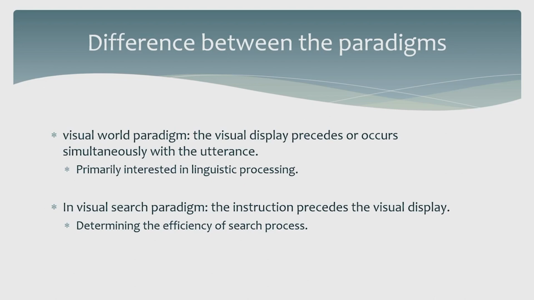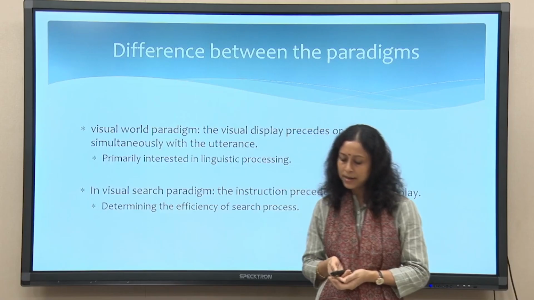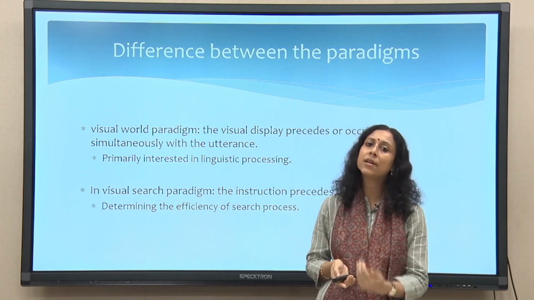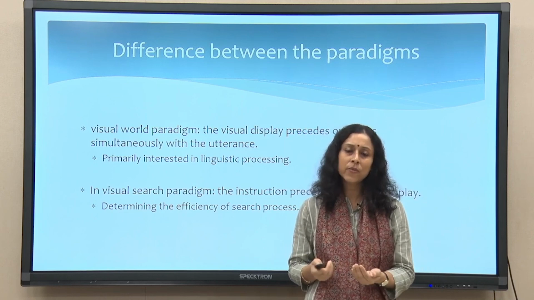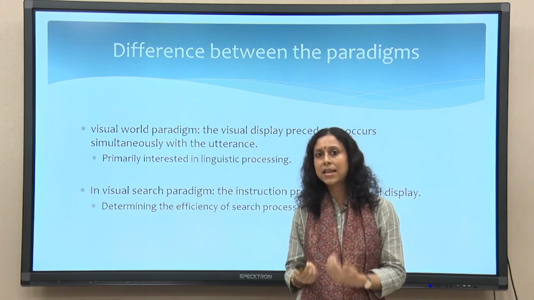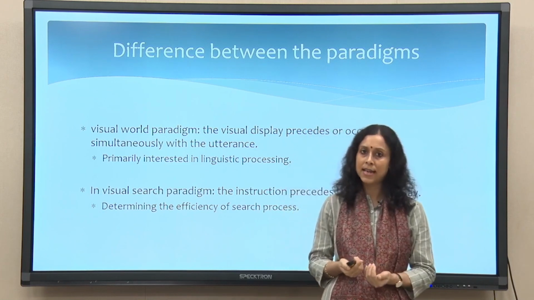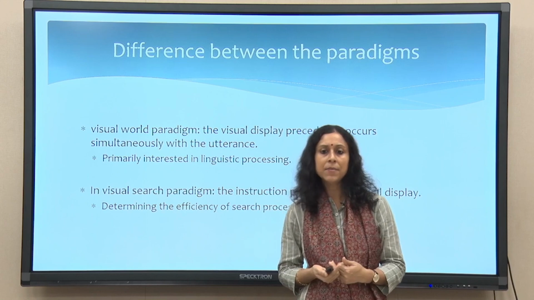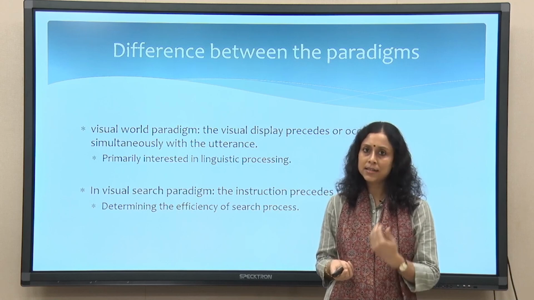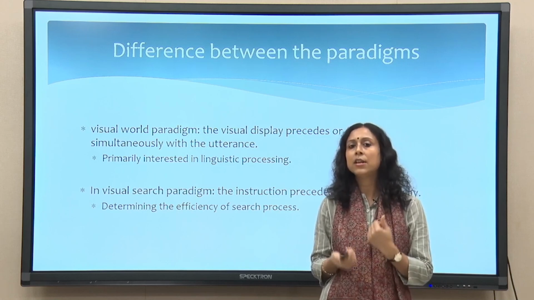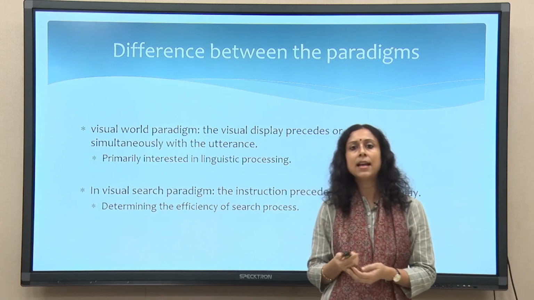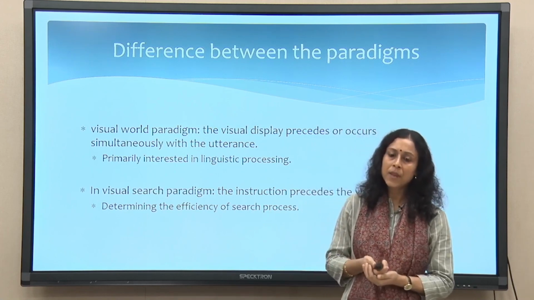The difference between these two paradigms, visual search paradigm and visual world paradigm, is like this. In the visual world paradigm, the visual display precedes or occurs simultaneously with the utterance. More often than not it is simultaneous, so as you look at the display, you hear the utterance at the same time. In the visual search paradigm, the instruction precedes the display. You listen to the instruction first and then the display comes; your intention has already been created, top down modality has been switched on, and then you look at the scene, and depending on how you search, we get our answers.